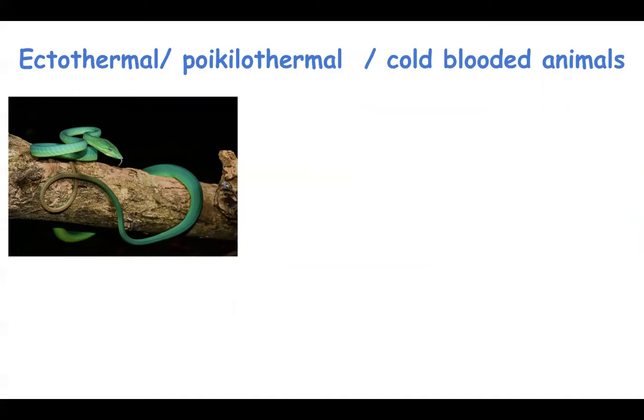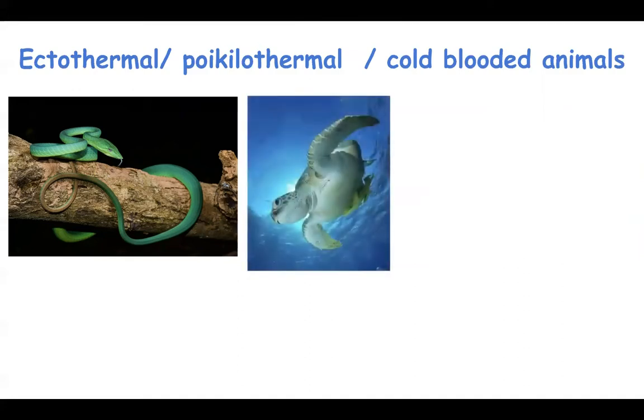Why exactly do animals display hibernation or aestivation? And what are cold blooded and warm blooded animals? Let's understand that first. Cold blooded animals are also called ectothermal animals or poikilothermal animals. These animals display a change in their body temperature along with the temperature change of the environment. If the atmospheric temperature is low, their body temperature becomes low. If the atmospheric temperature is high, their body temperature becomes high.